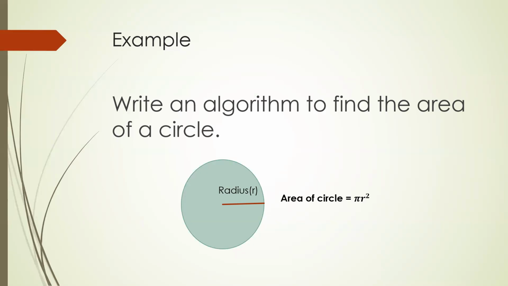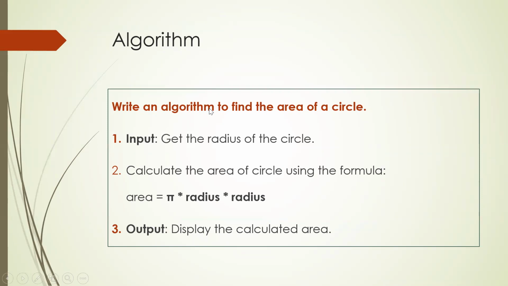Coming to the next slide. So now, write an algorithm to find the area of a circle. It is a 3-step procedure. First, we need to take the input. For calculating the area of a circle, we know that the formula is pi r square, where r is the radius. So we need to get the radius of the circle. Once we have that radius, we can fit it into the formula: area is equal to pi into radius, and then we can display the area.